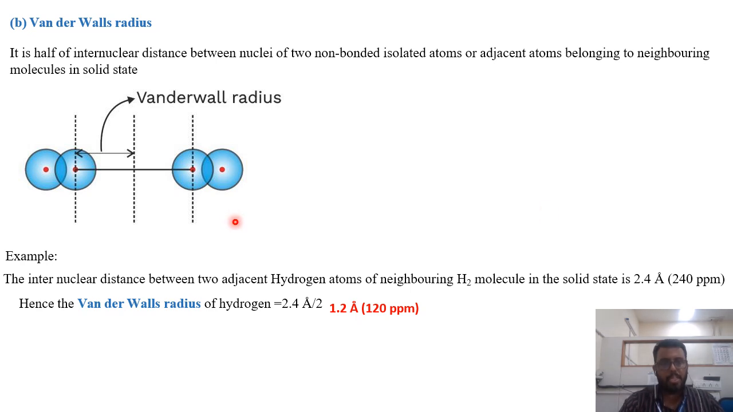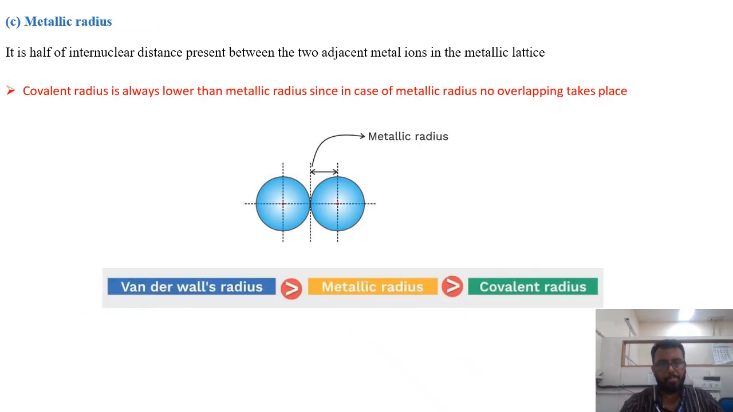And van der Waals radii. So imagine two such hydrogen molecules. Okay, so here also a covalent bond is involved in each, and they are close to each other. So you calculate half of the internuclear distance between the nuclei of two non-bonded isolated atoms or adjacent atoms, and that half will be the van der Waals radius. For instance, for hydrogen, the internuclear distance between two hydrogen atoms of neighboring hydrogen molecules will be 2.4 Angstrom. That will be 1.2 Angstrom or 120 picometers.